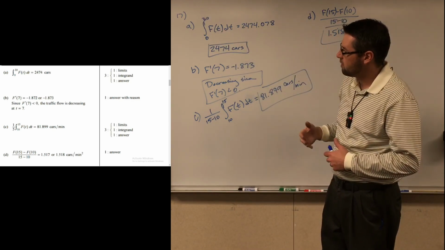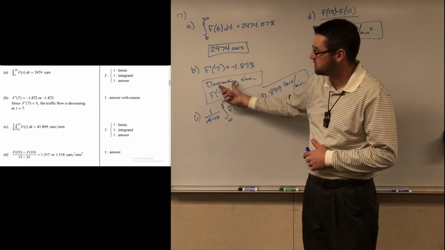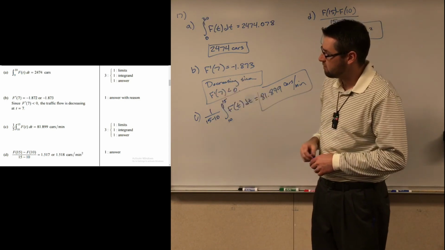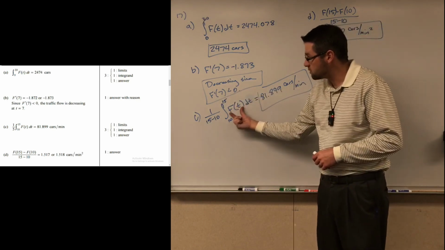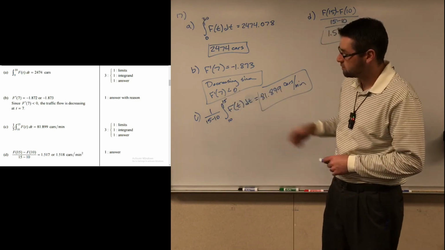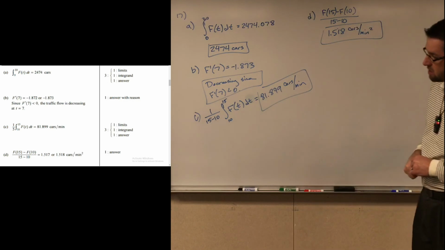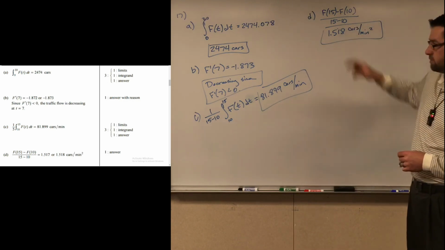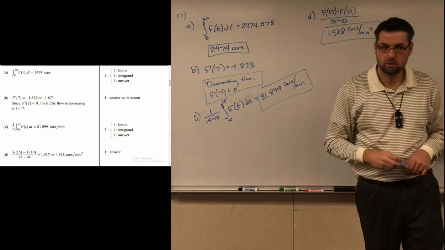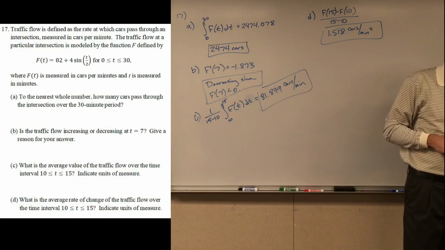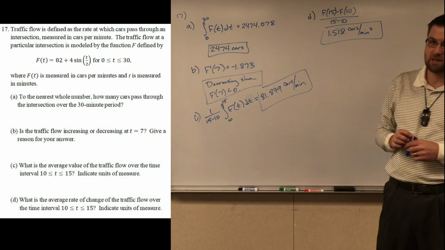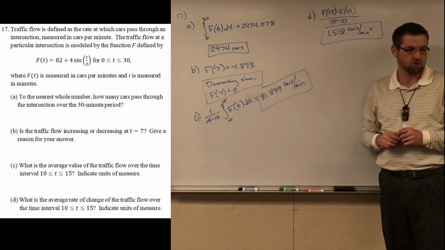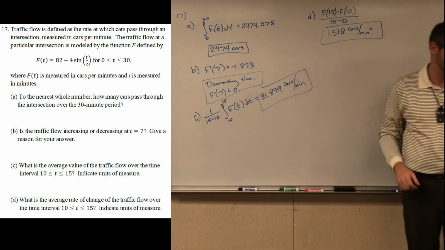Part B, you get 1 point for the answer with the reason. So it's decreasing because f prime is negative. Part C, you get 1 point for the limits, 1 point for the correct integrand, 1 point for the correct answer. And then part D, 1 point for the correct answer with units. You guys okay with this? Because we're looking for the average rate of F. F was cars per minute, so the rate of F is cars per minute squared.